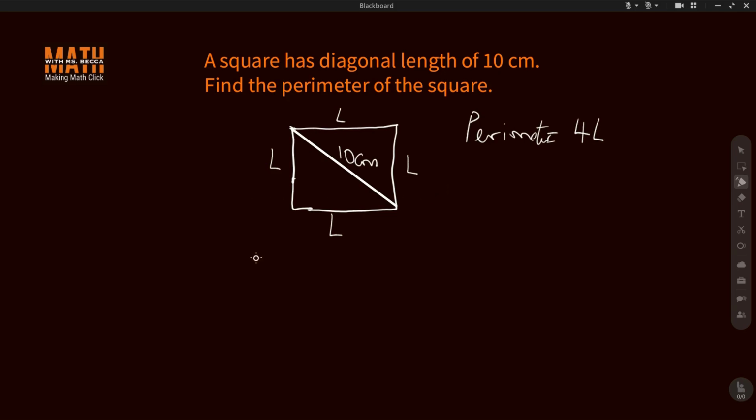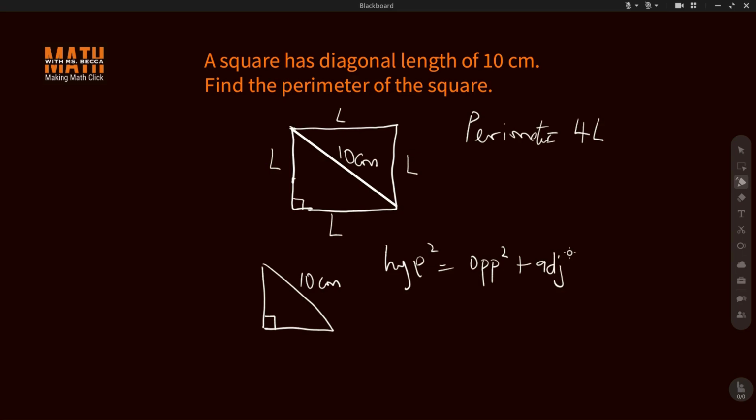Now let's bring out a triangle from this square. Let's bring out a right angle triangle. This is a right angle triangle because this is a right angle. So this is 10 centimeter. And we know for Pythagoras theorem, the Pythagoras theorem says that the square of the hypotenuse is equal to the sum of the square of the remaining two sides. That is, hypotenuse square equals opposite square plus adjacent square. Don't forget this is L and this is L.